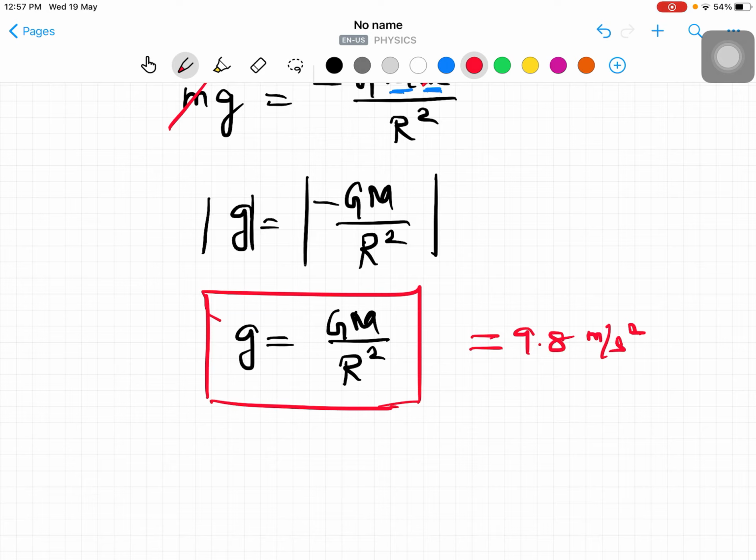before that we are going to see one problem in the next video. I hope all of you understand the expression for acceleration due to gravity, that is G M divided by r square. The value of acceleration due to gravity at the surface of the Earth is 9.8 meter per second square, right?